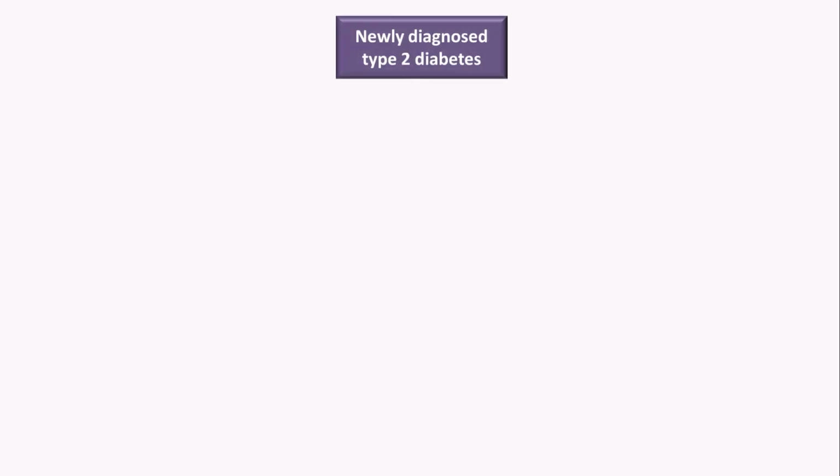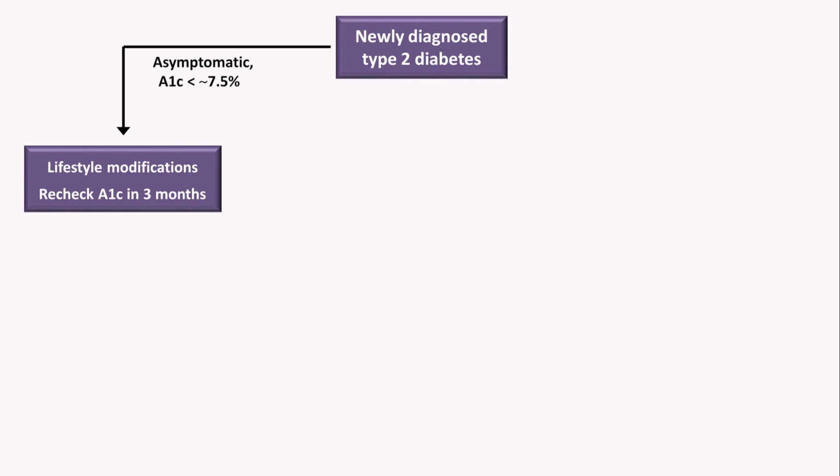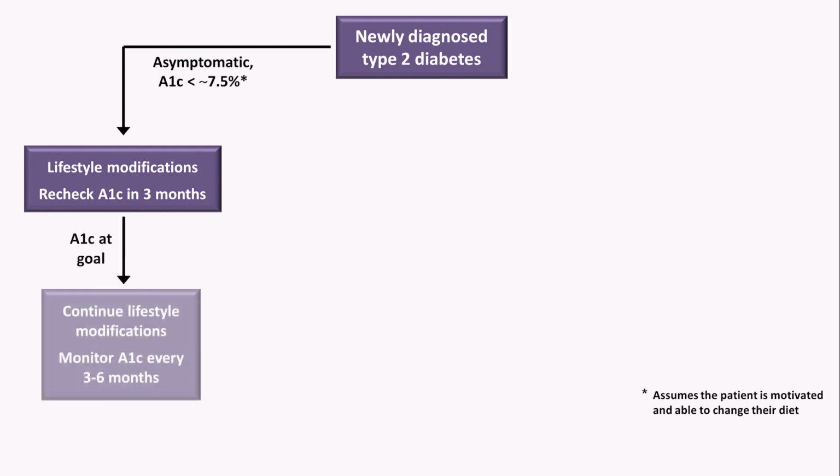The first considerations are the A1C and whether the patient is directly symptomatic from the diabetes, which is not common. If asymptomatic and with an A1C below about 7.5, give or take, lifestyle modifications alone is generally recommended with a recheck of A1C in 3 months. Remember that improved diet typically brings the A1C down 1 to 2 points. This does, of course, assume that the patient is motivated and otherwise able to change their diet. If successful, that's great. Continue that plan and monitor the A1C every 3 to 6 months.